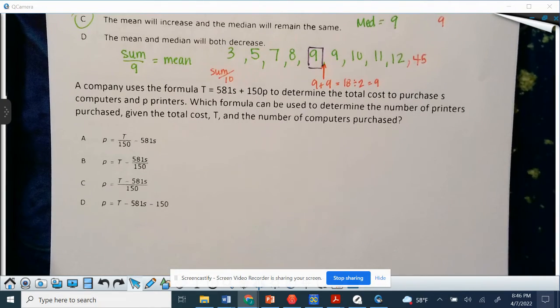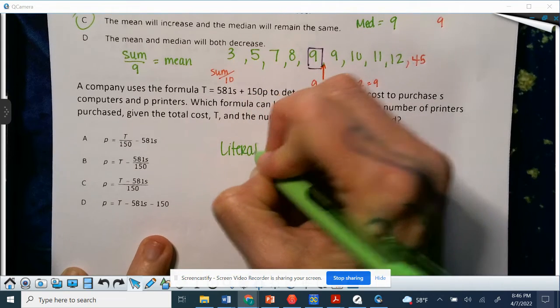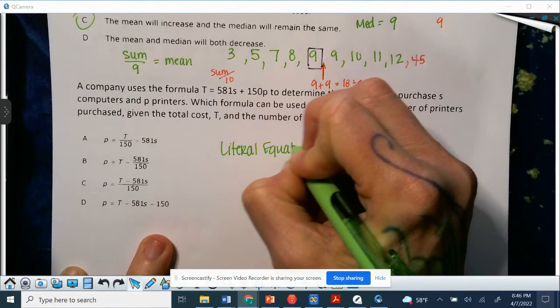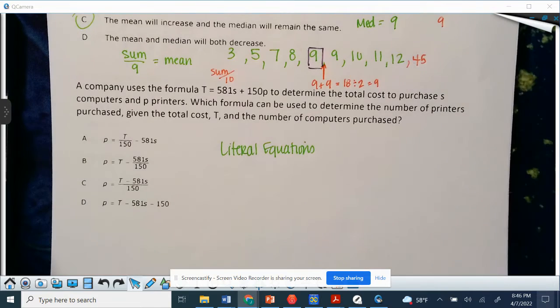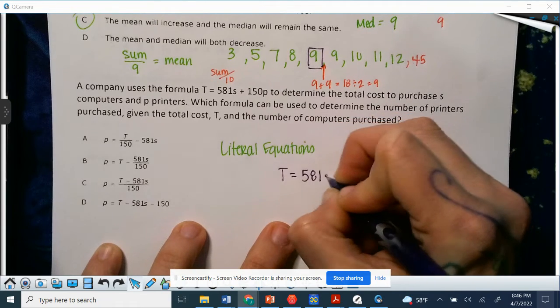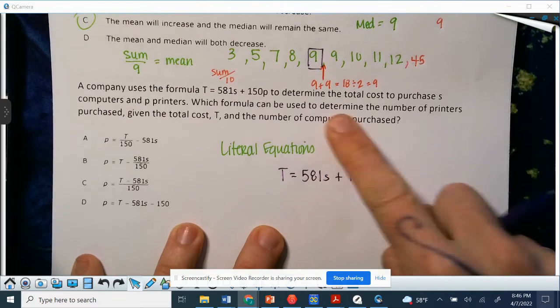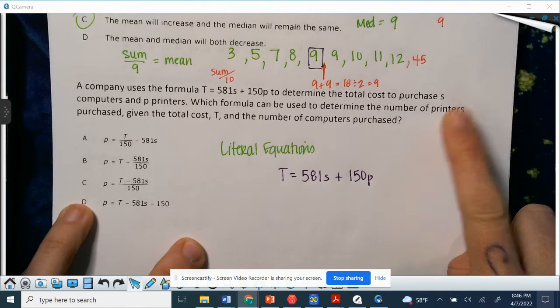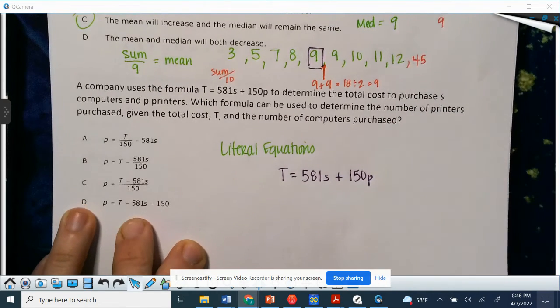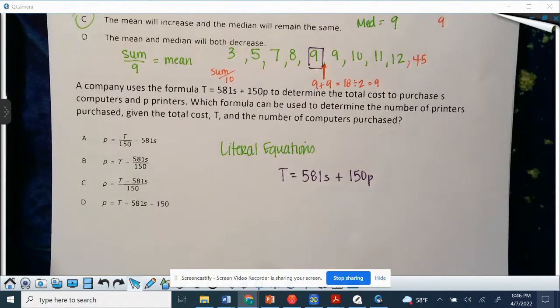All right, literal equations would be the notes that you would have wanted to use for this. So literal equations, and that is no one's favorite that I've ever taught before, but that means we are just rearranging our equation to solve for the letter it asked for. So it looks like we need to solve for P. Which formula will determine the number of printers purchased? Printers, P. The other way you could know if the words don't make sense is all your answer choices start with a P. So we're going to get P by itself.